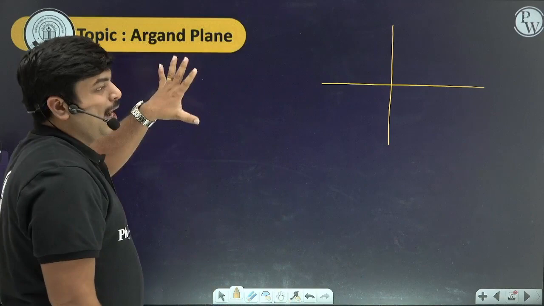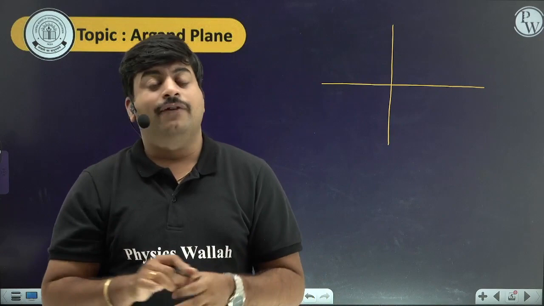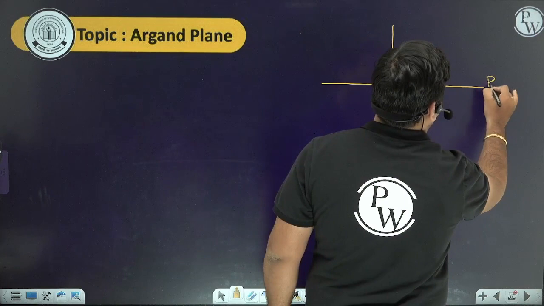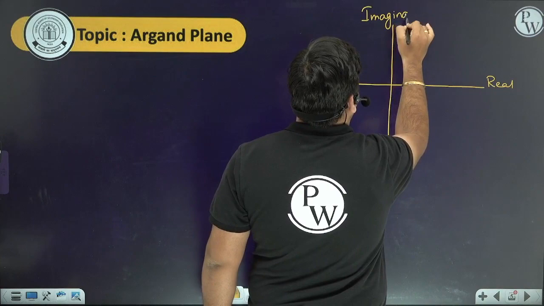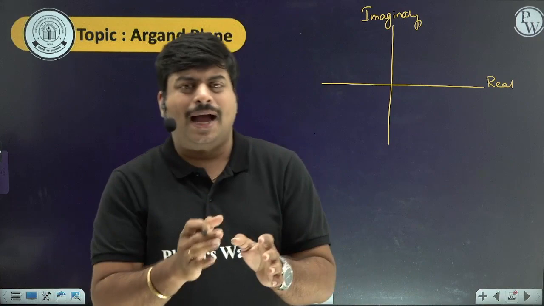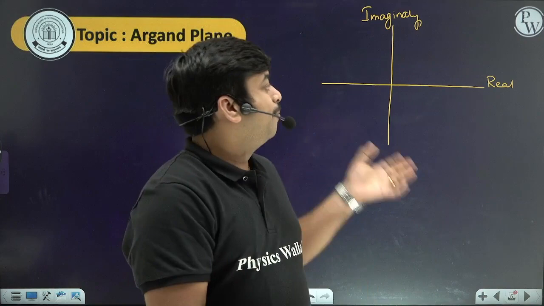Argand plane is the same replica of the Cartesian plane. But here, we will not have x and y axes separately. We'll be having a real axis and an imaginary axis. Real and imaginary are two perpendicular lines. Then you may ask me, sir, imaginary numbers themselves are imaginary. We don't know where they exist. Then how can we plot the numbers, right?